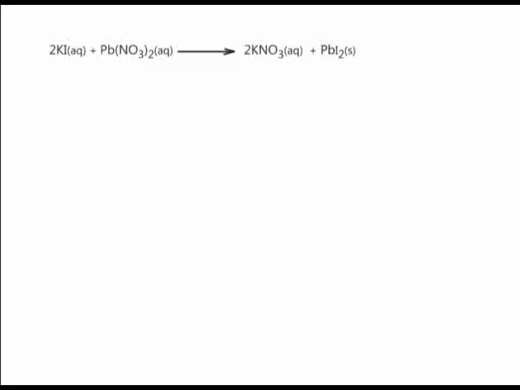And so when lead-2 nitrate and potassium iodide solutions are mixed, a yellow solid is formed. The ions present in the reactants are lead-2 ions and nitrate ions from the lead-2 nitrate, and potassium and iodide ions from the potassium iodide.